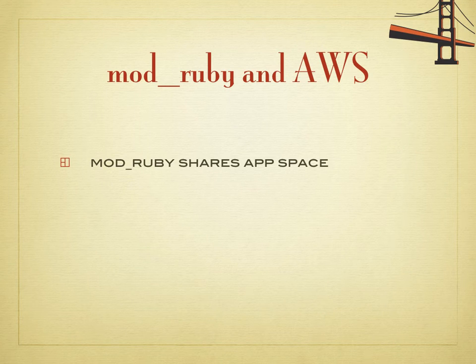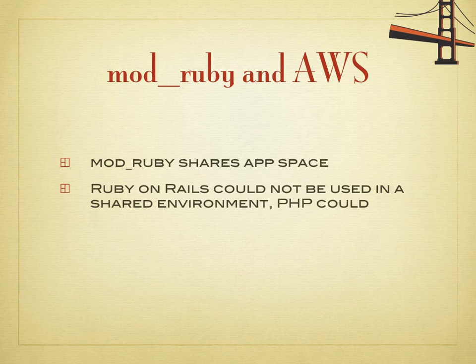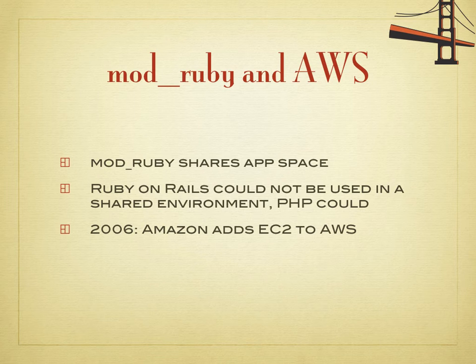Mod Ruby is the old version of Ruby that worked inside of Apache. It shares the application variable space, which meant that you couldn't use Ruby on Rails in a shared environment, which was all the environments then that weren't co-located. So your choice back then, if you did Ruby, was you had to immediately graduate to a $1,500 a month co-located environment. You couldn't do it in a shared environment like PHP.